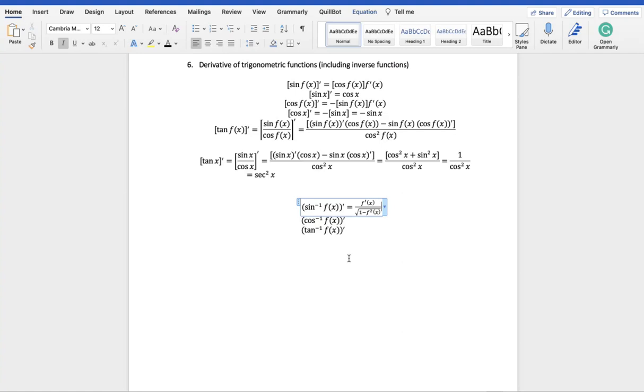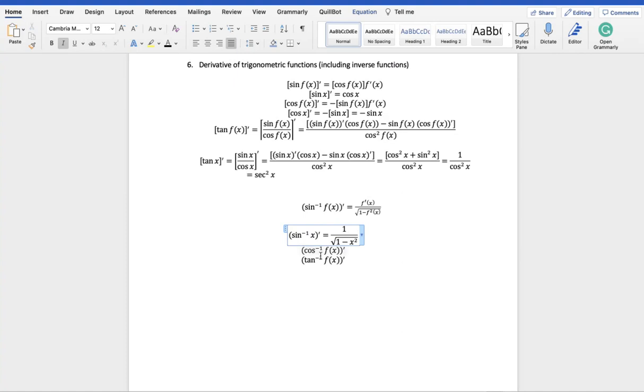And obviously, like we mentioned before, this can apply to any f of x. So if you have the special case where f of x is equal to x, then you will have sine inverse of x is just equal to the derivative of x, which is 1, divided by the square root of 1 minus x squared. So that's for the special case of sine inverse of x.